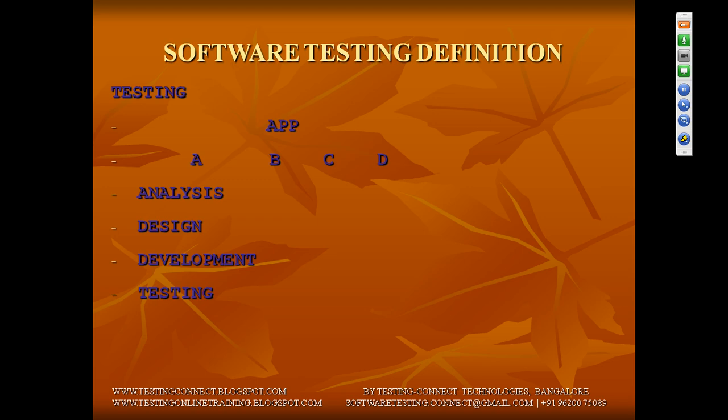So verification is nothing but finding out bugs in the early phases of your software development life cycle. This is the way it's preventing, right? What is it doing? It's preventing the dropping of bugs to later stages.